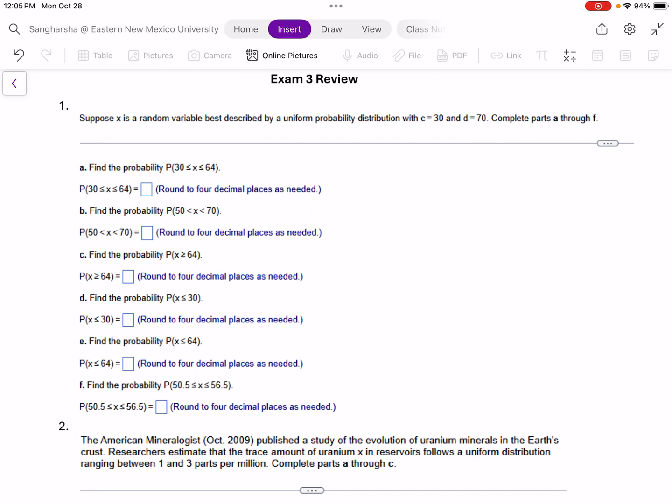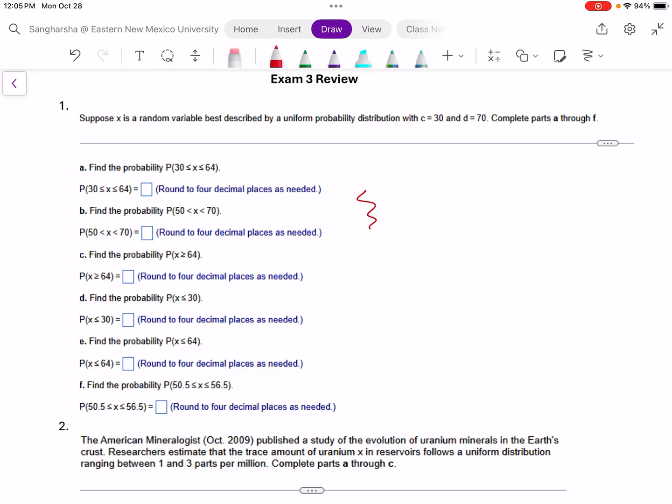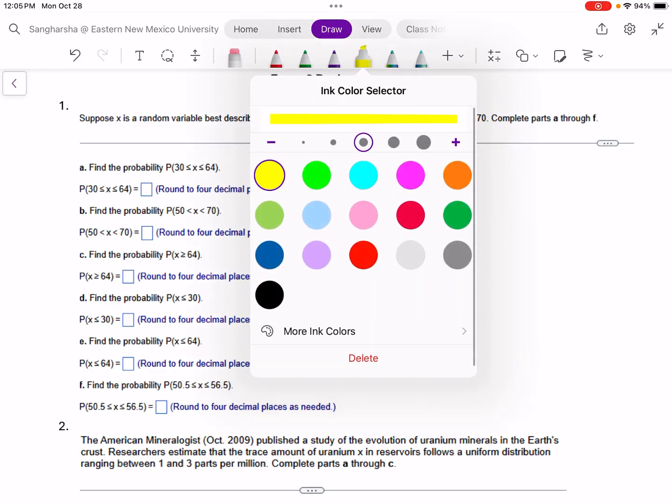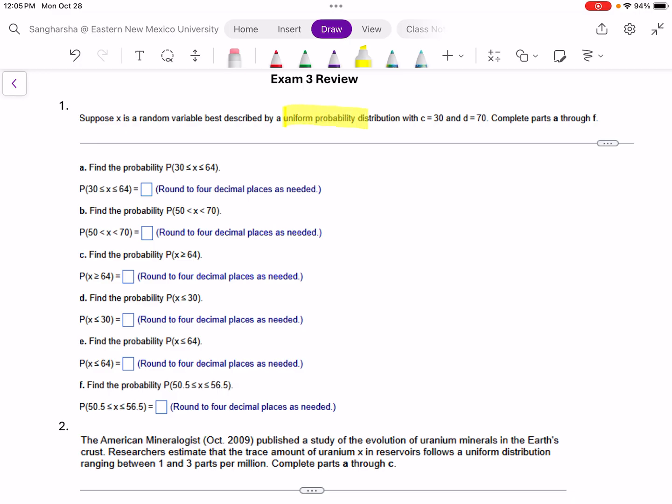Okay. So on number 1, suppose our x is a random variable best described by a uniform probability distribution. Here our keyword is uniform probability distribution. C is given 30, D is 70, complete from A to F. Now we are asked to find, let's draw this uniform probability distribution.